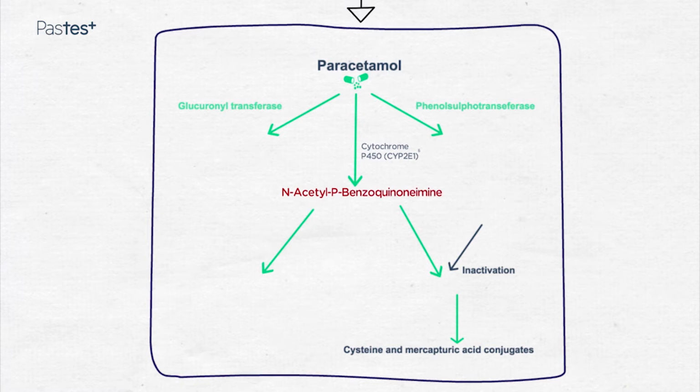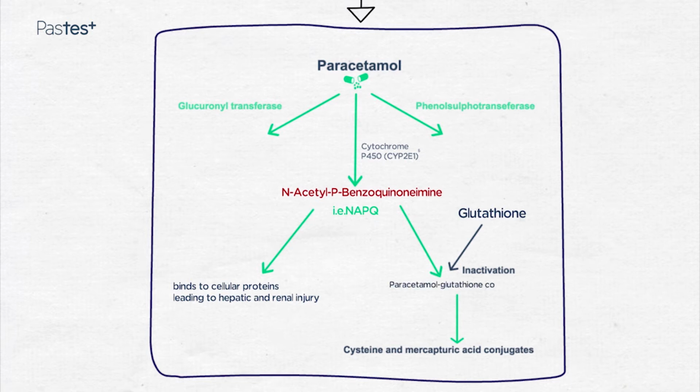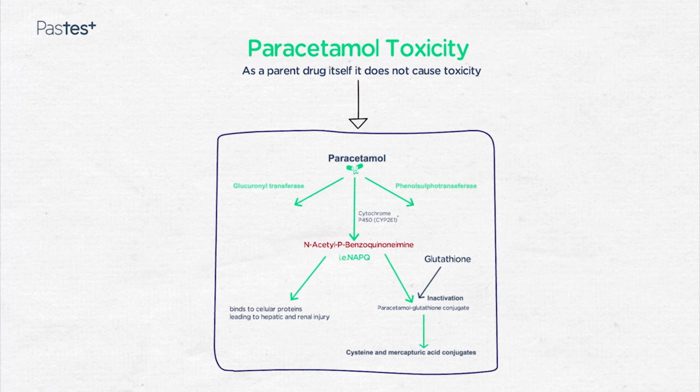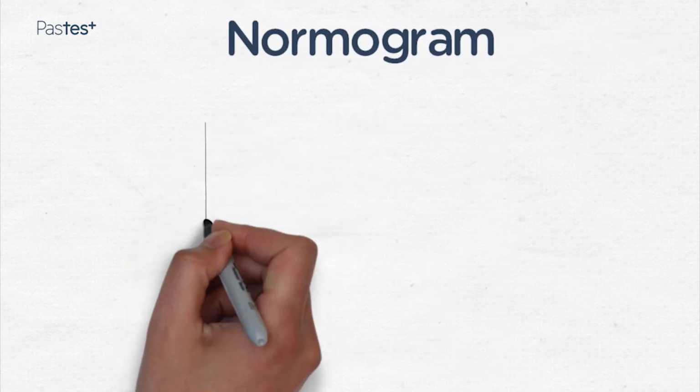N-acetyl-p-benzoquinone imine. This, sometimes abbreviated as NAPQI, is the toxin. If it accumulates, it will bind to cellular proteins and cause hepatic and renal injury. However, the body naturally clears this toxin using glutathione. Glutathione conjugates and inactivates it into paracetamol glutathione conjugates. These are safely excreted.